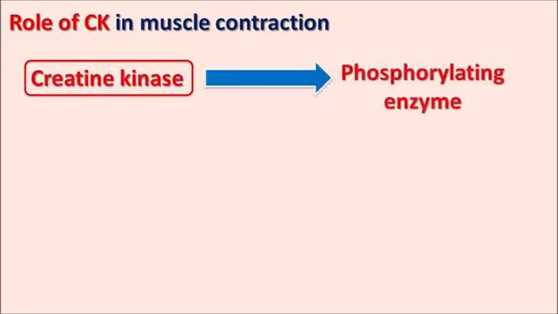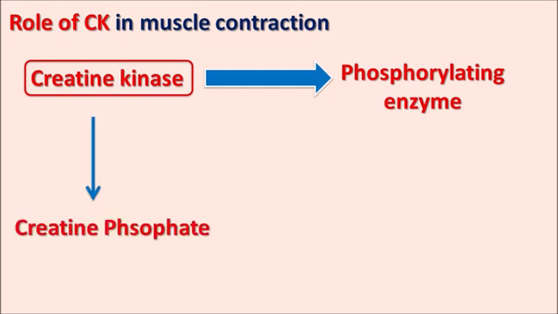Now let us see the role of CK in muscle contraction. Creatine kinase is a phosphorylating enzyme. This enzyme is responsible for phosphorylation of creatine to produce creatine phosphate. This creatine phosphate acts as a source of ATP, particularly under excessive muscle contraction such as exercise or stressful conditions. Creatine phosphate can act as a source of ATP, and for that creatine kinase is required.